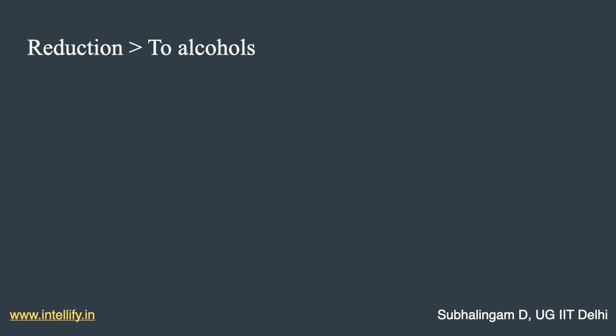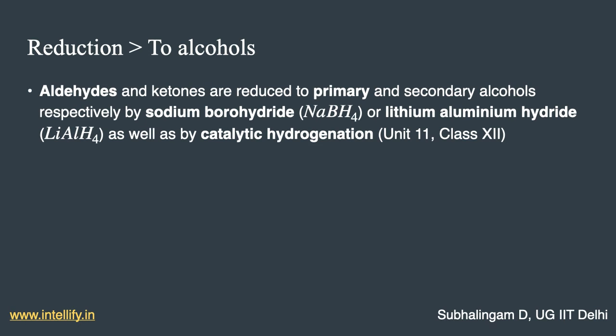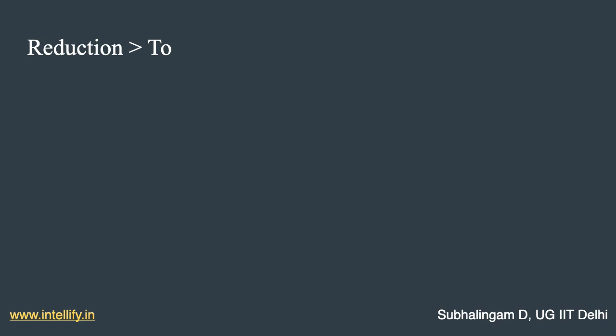Now let's move on to reduction, and first in that is reduction to alcohols. Aldehydes and ketones are reduced to primary and secondary alcohols respectively by sodium borohydride, that is NaBH4, or lithium aluminum hydride, LiAlH4, that we have seen many times, as well as by catalytic hydrogenation that we have seen in unit 11 of class 12.